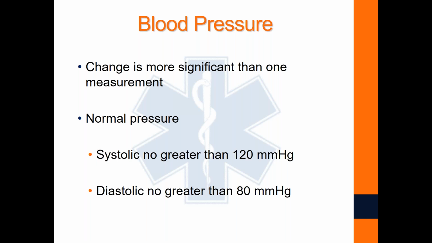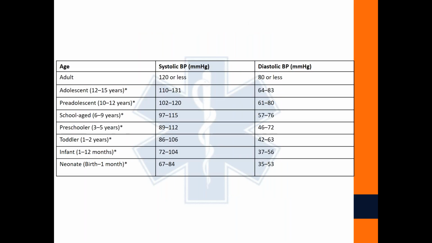There's a litany of things that go into what makes a patient's blood pressure go up and what makes a patient's blood pressure go down. But this is generally what is considered to be average for people of normal health.